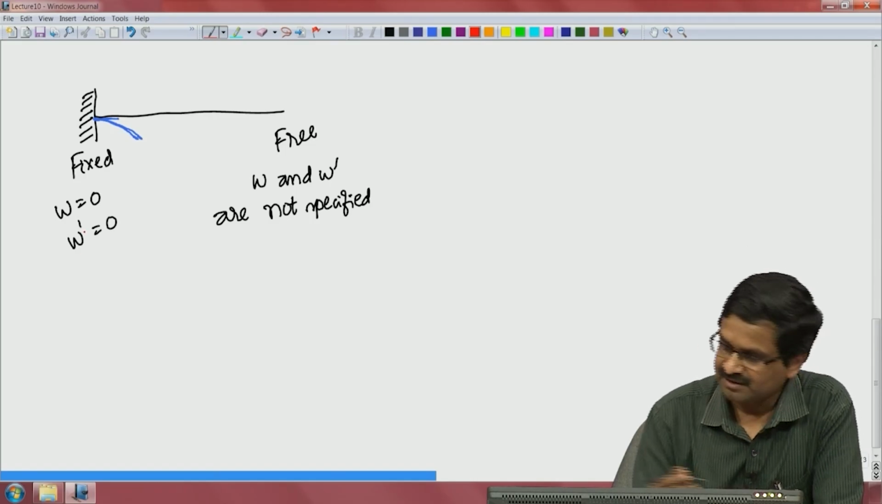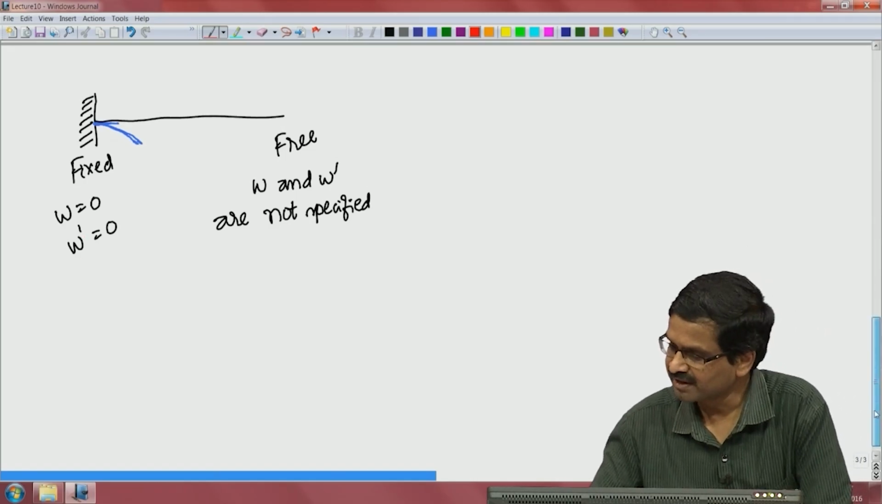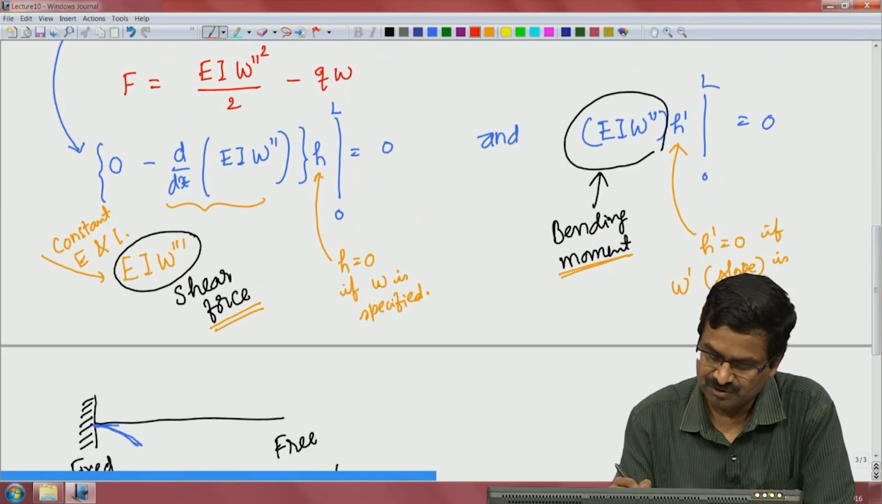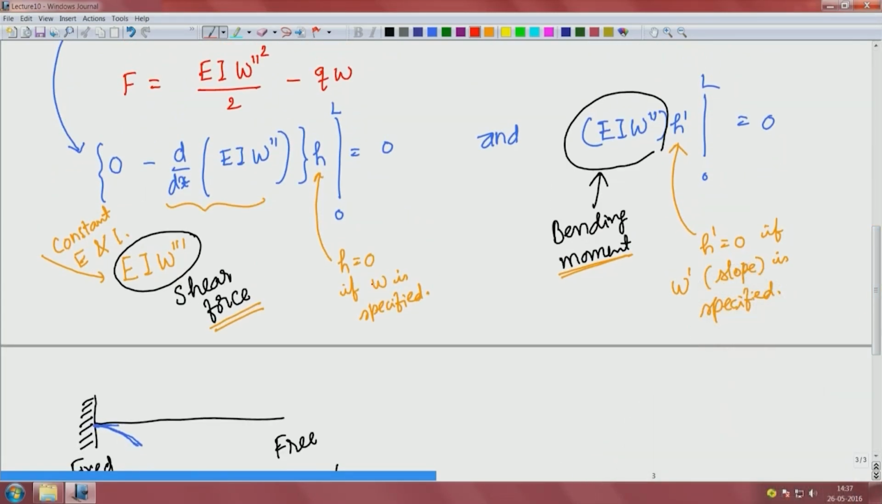That means that if we go back and look at what we have, when w is specified, equal to 0 in this case, the shear force need not be 0. It can also be 0 in special cases, in general not 0. Similarly, w prime slope is specified for a cantilever beam over here, then the bending moment need not be 0.